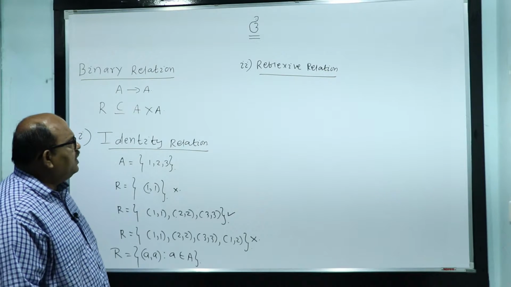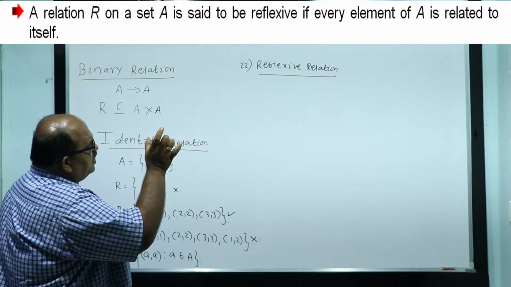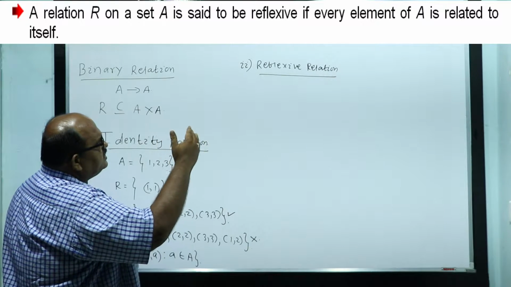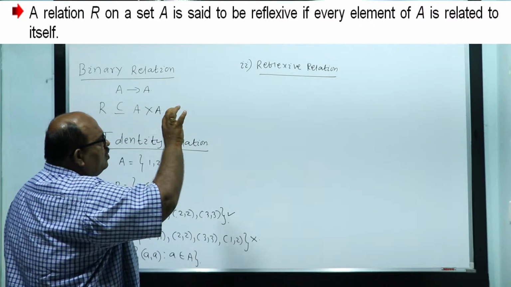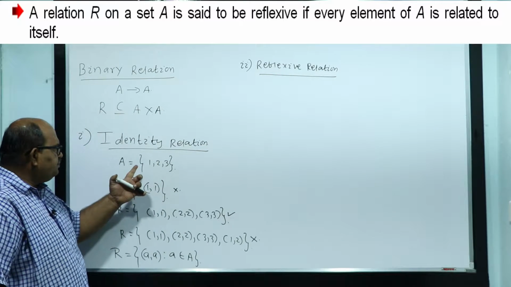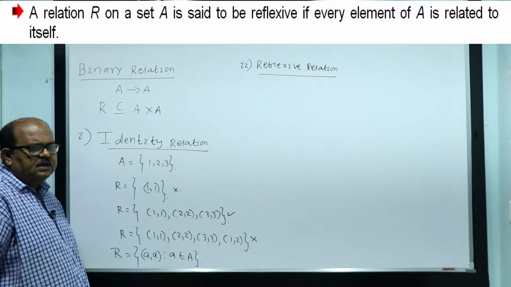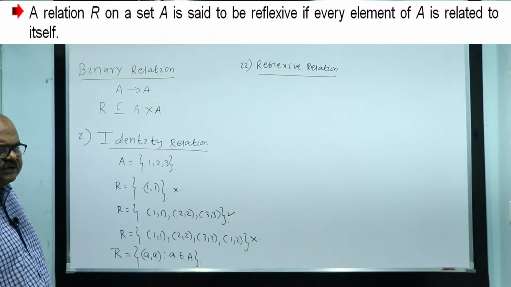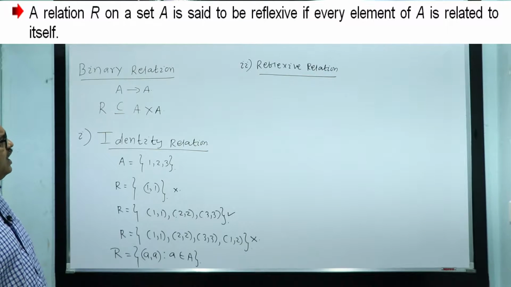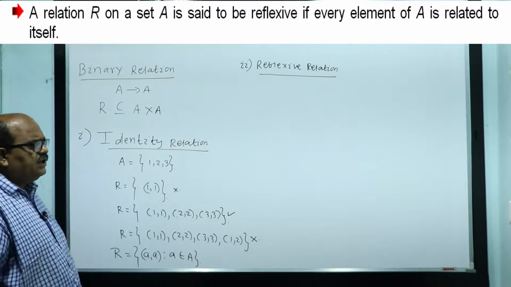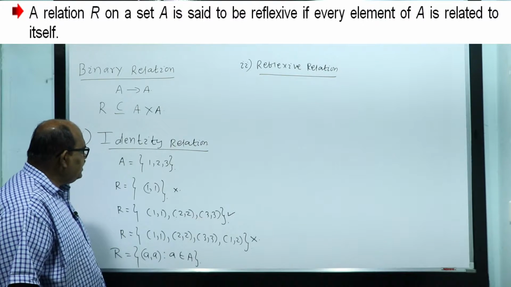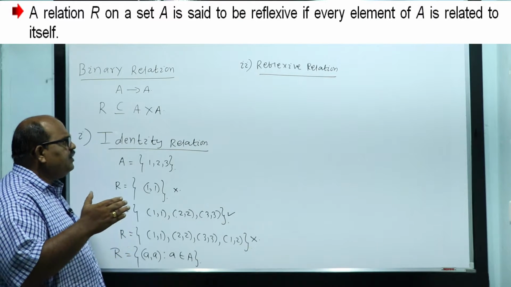Okay, so look at the definition. The main clause is every element of set A is related to itself. The word only is absent here. In identity relation, the word only was present, but in reflexive relation, the word only is absent. So the definition of reflexive relation is every element of set A should be related to itself.